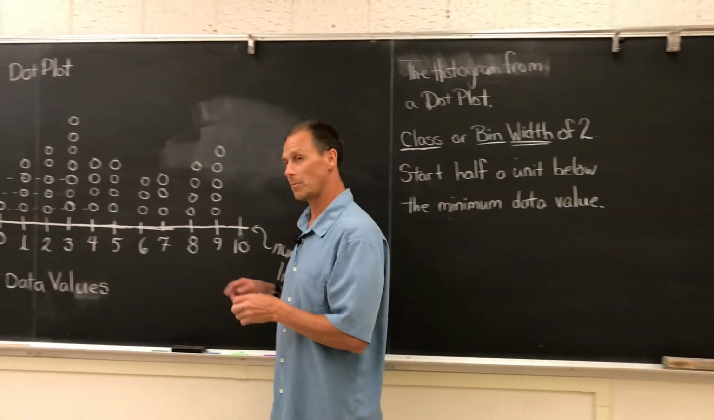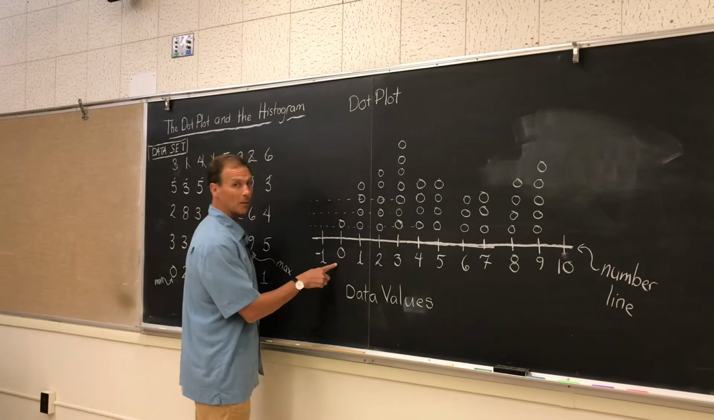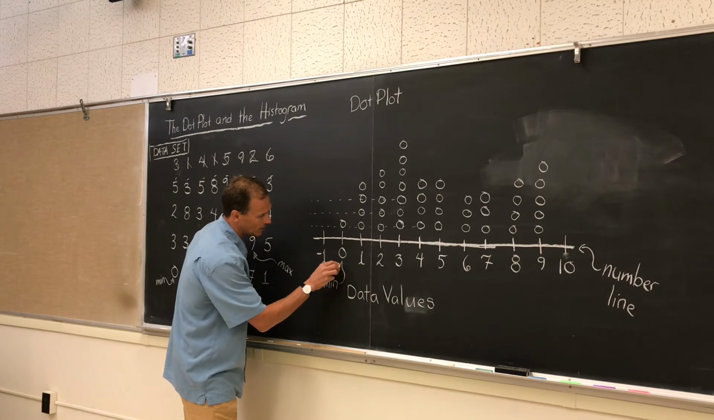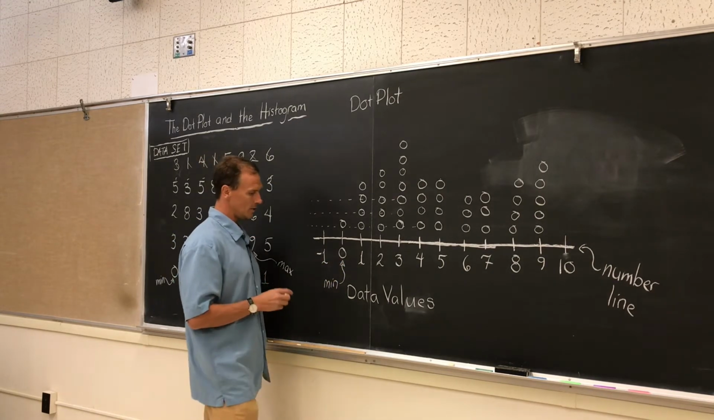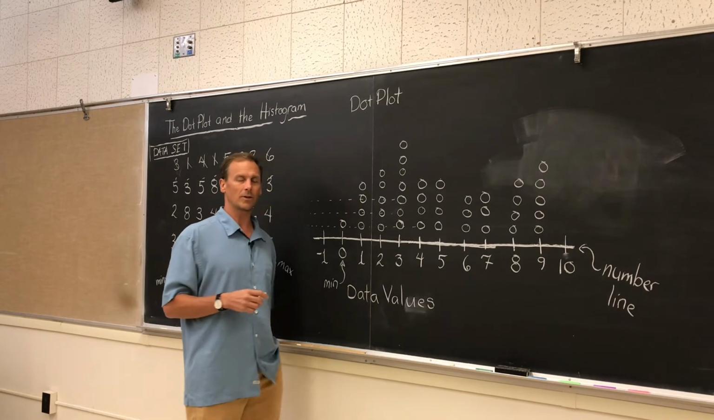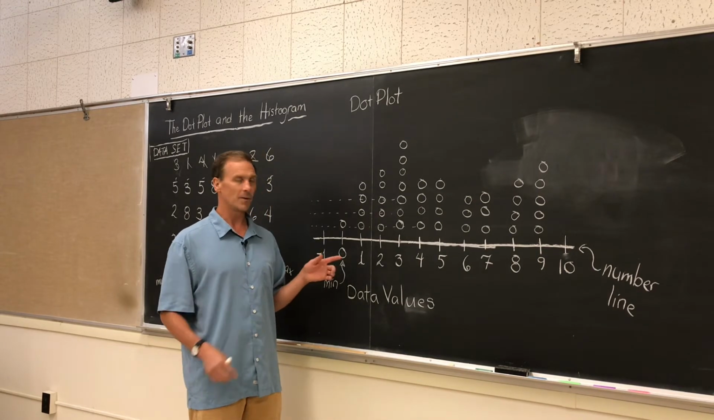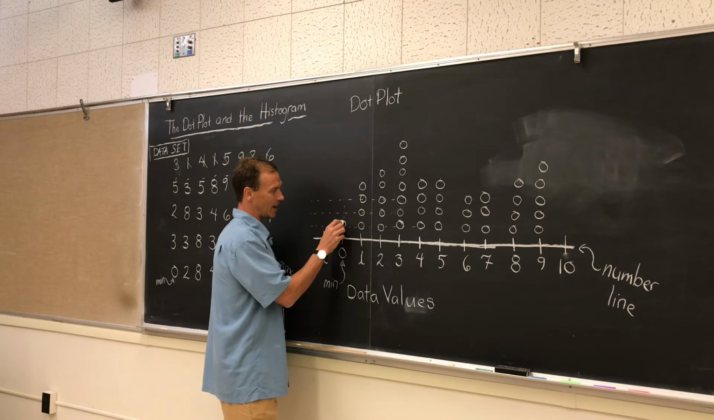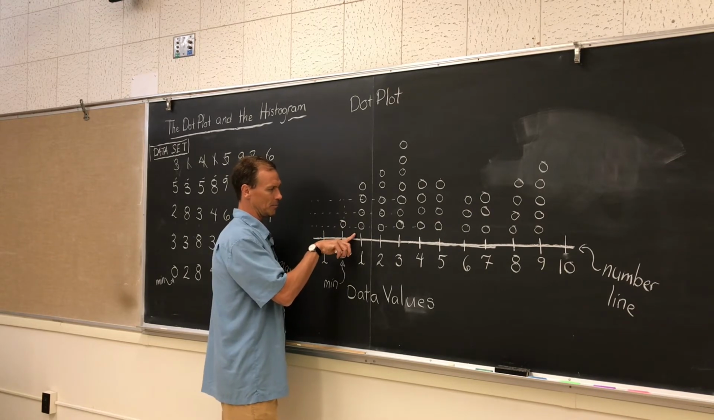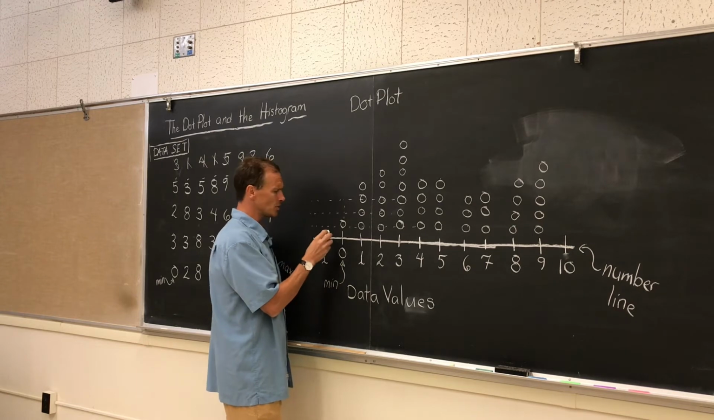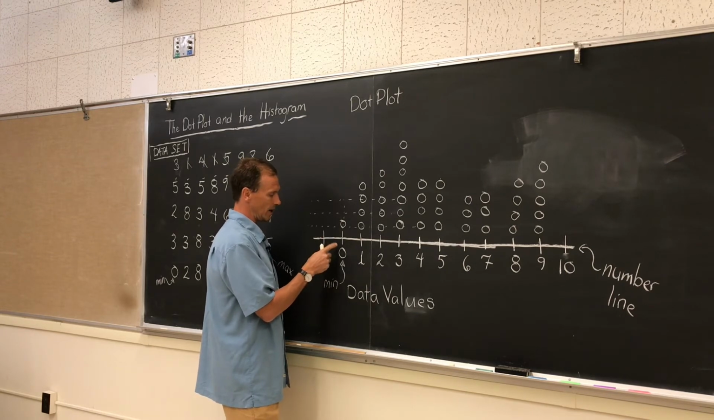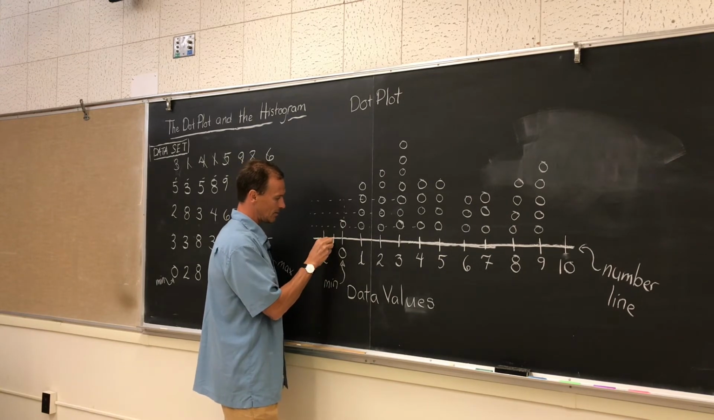So if we come over to our dot plot, here's our minimum. Let's label it here. And what we want to do now is create bins. But we don't want a bin that would slice a dot in half, because then would this dot go to the right, or would it be counted to the left? Our data is in whole numbers, so we're going to start half a unit below that, right here at negative 0.5.